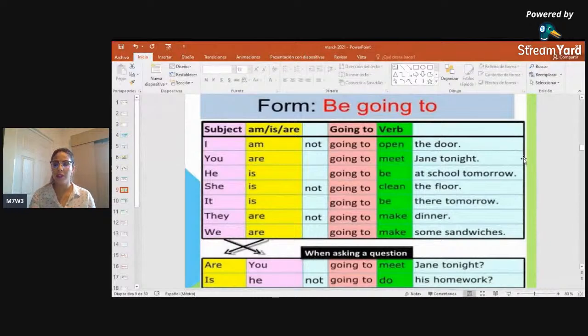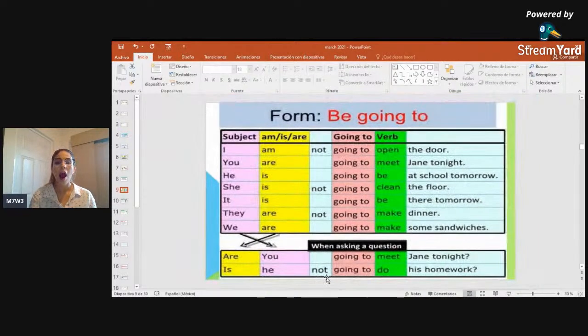In this case, we have this example for you. Are you going to meet Jane tonight? ¿Vas a reunirte esta noche con Jane? Entonces, en este caso, acuérdense que going to es como voy a. La diferencia, I will play, yo jugaré. Y si yo quiero decir que yo voy a jugar, voy a utilizar I am going to play. Yo voy a jugar.